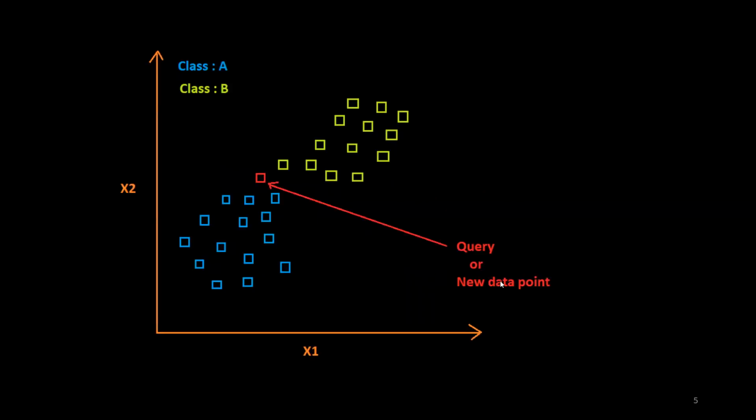Now a new point comes, which is our new test point or our query point. This is shown with the red color. Now, how does KNN work in order to classify this point between the two labels, class A and class B? We have to decide whether this point belongs to class A or class B. So let's see how KNN works on this point.